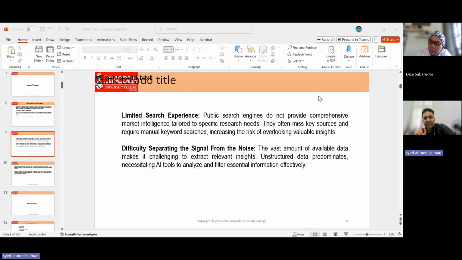Difficulty separating the signal from the noise. The vast amount of available data makes it challenging to extract relevant insights. Unstructured data predominates, necessitating AI tools to analyze and filter essential information effectively. Now, please try to understand: difficulty separating the signal from the noise. It's very difficult to understand the available data.